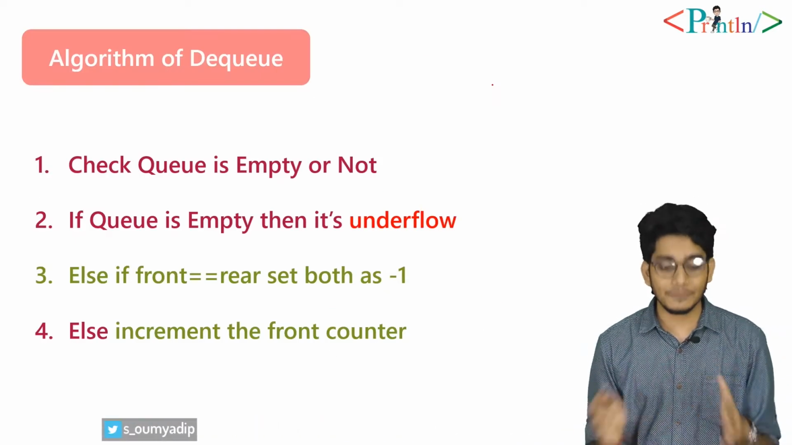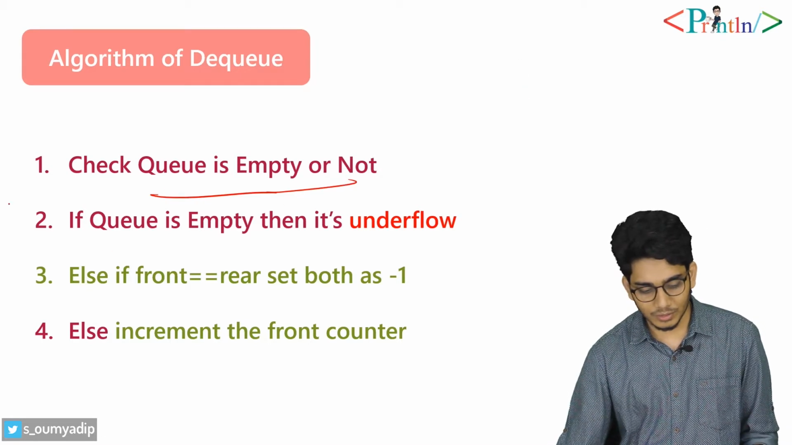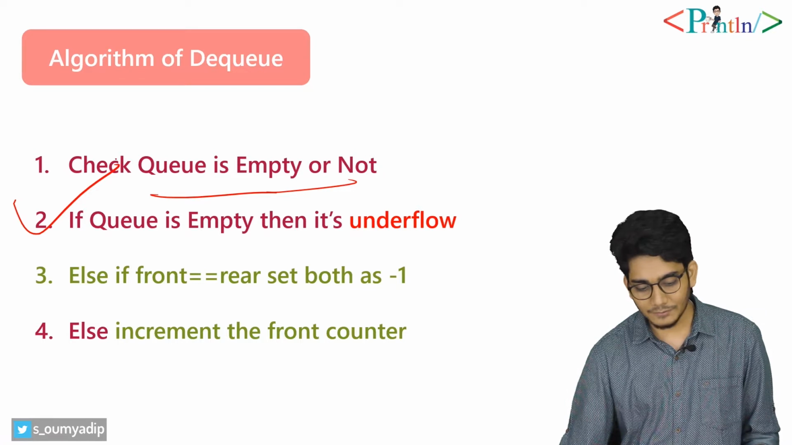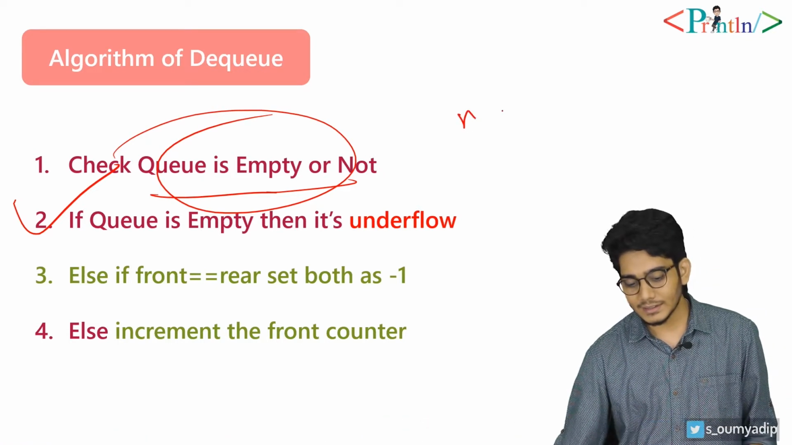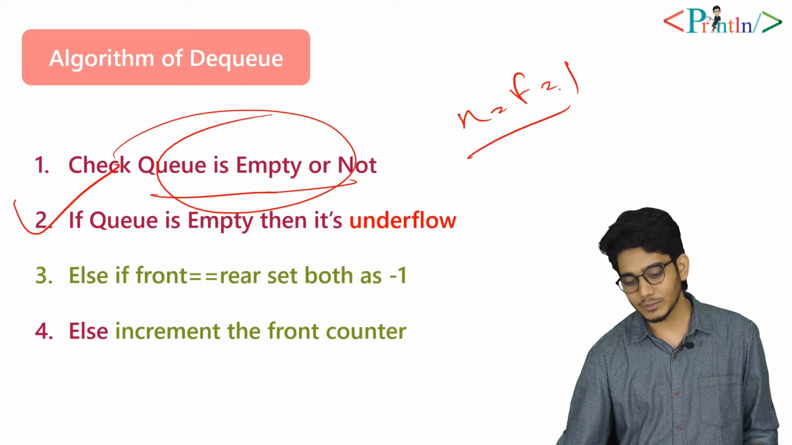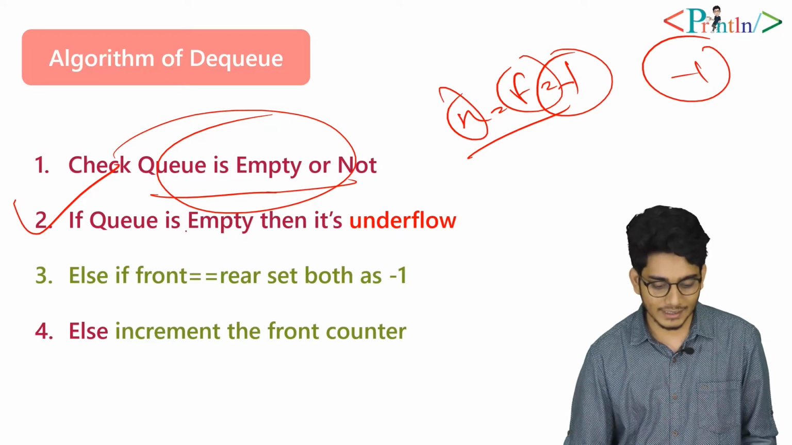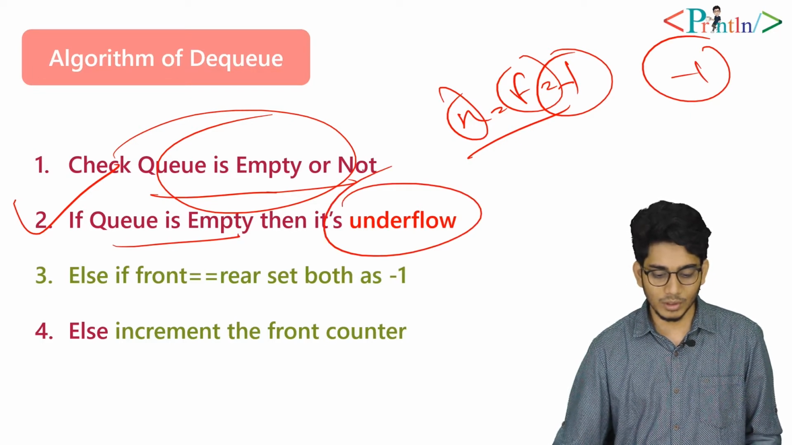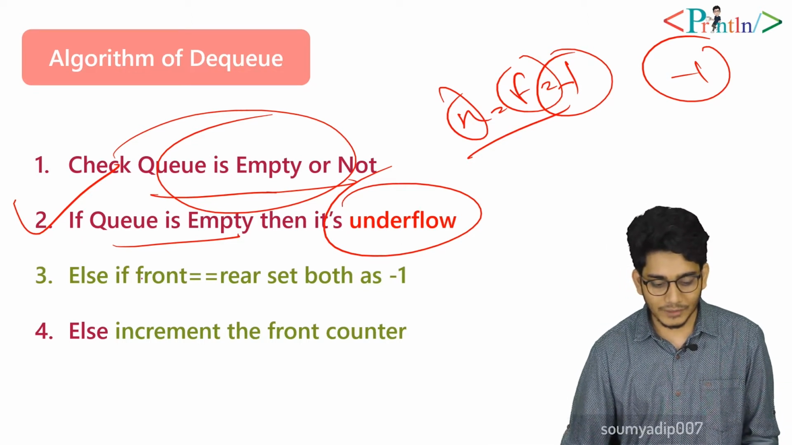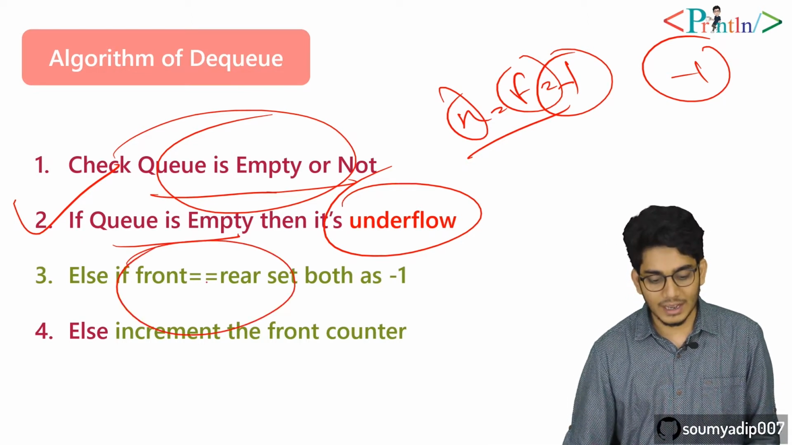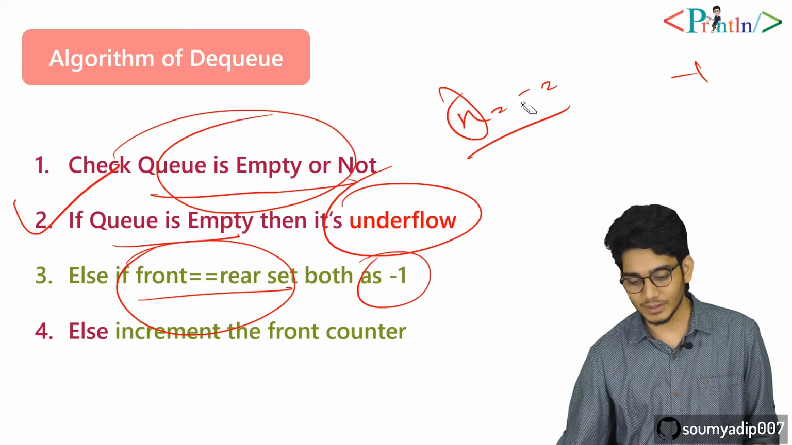At first, we have to check whether our queue is empty or not. That means rear equals front equals -1. If rear and front are -1, it means our queue is underflow, and we can't delete anything from the queue. Else, if front equals rear, then set both as -1.